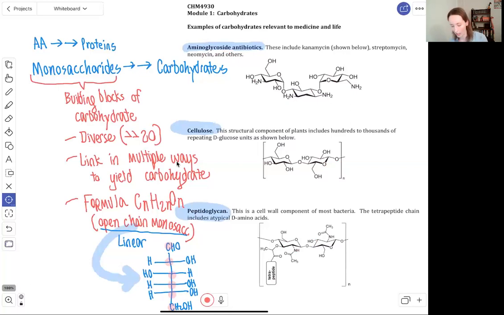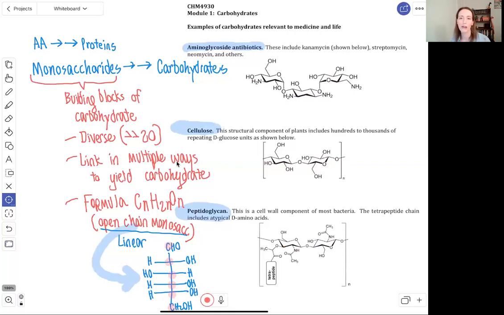When they form the ring structures, which we'll get into in the next video or so, the mechanism for how those ring structures form, there is going to be a deviation from this general formula. So this is only going to apply to the open chain monosaccharides that we can look at. So we will keep those points in mind.